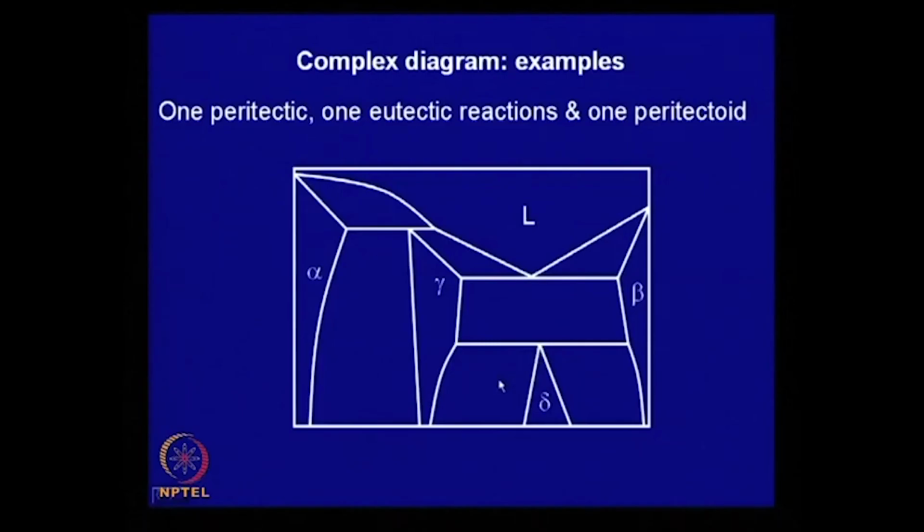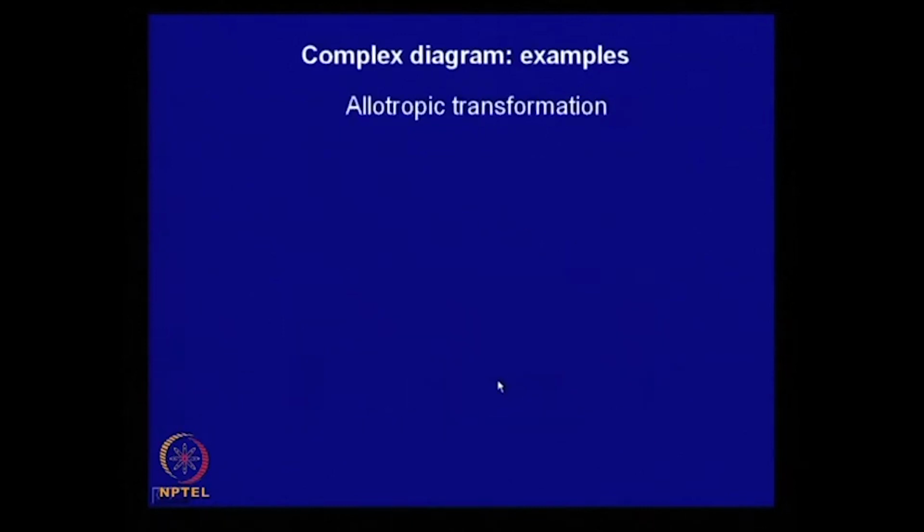Now, many metals undergo allotropic transformations. So, at different temperatures they have different crystal structures, and one common example we looked at is that of iron. There will be such cases in many binary phase diagrams. You will come across situations where a pure solid also undergoes a solid state transformation. At a higher temperature it may have one crystal structure, at a lower temperature it has another crystal structure.